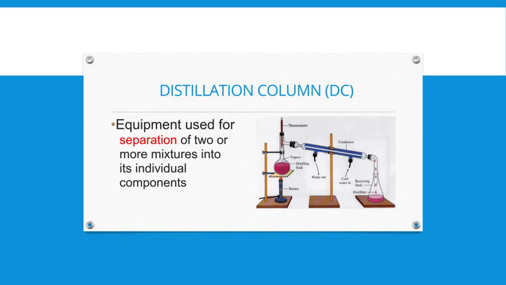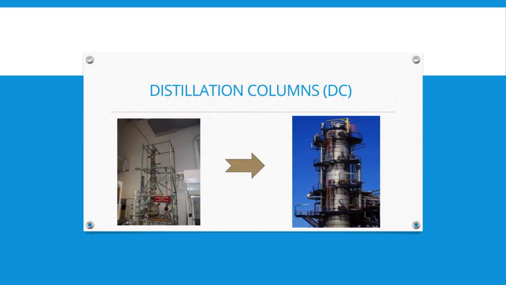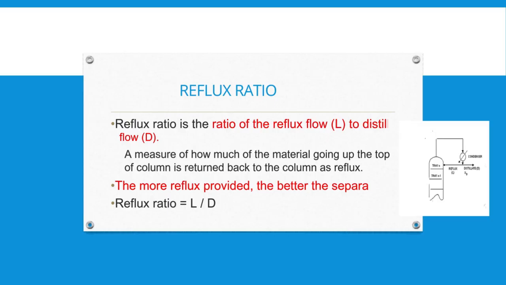Now, we look at distillation column, which is an equipment used for separation of two or more mixtures into its individual components. The performance of distillation column is controlled by reflux ratio, which is the ratio of the reflux flow, L, to distillate flow, D. It measures how much of the material going up the top of column is returned back to the column as reflux. The more reflux provided, the better the separation.